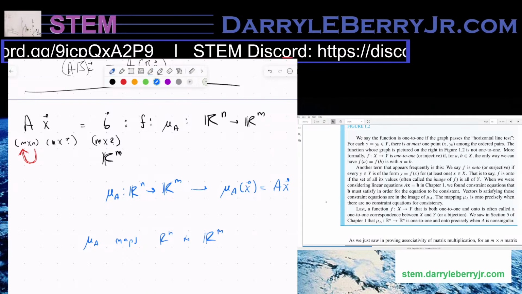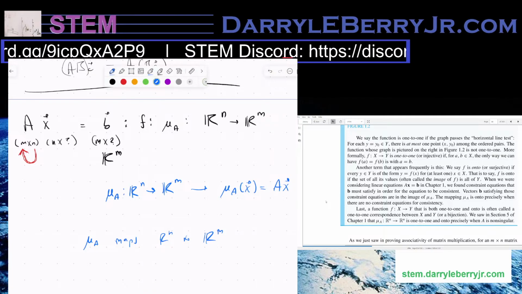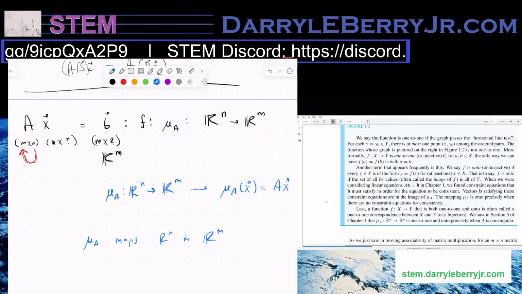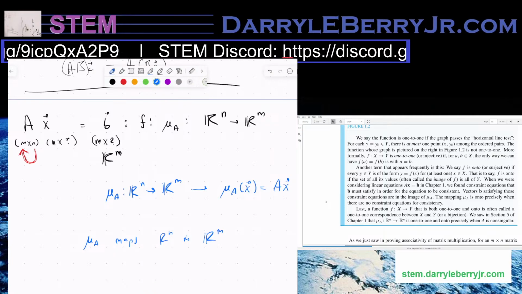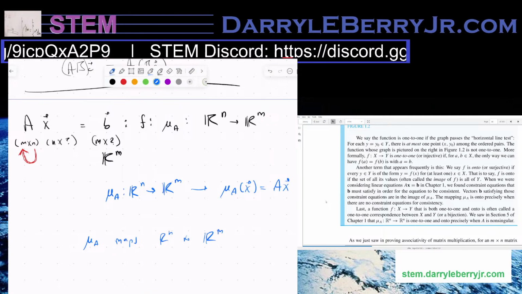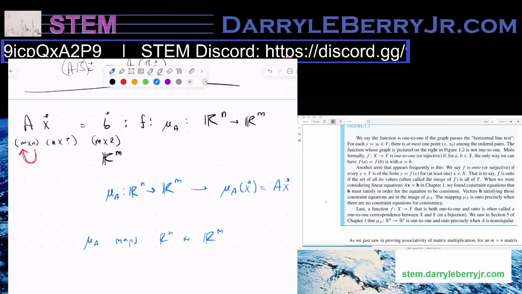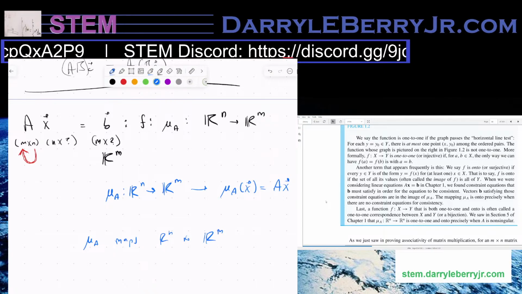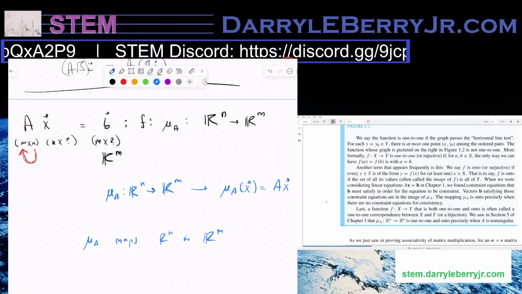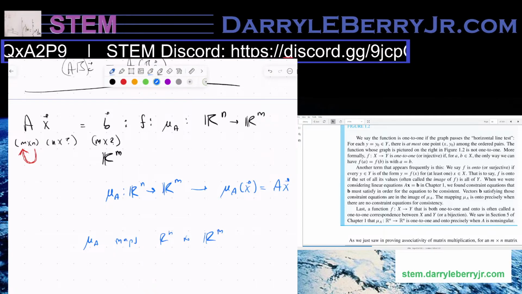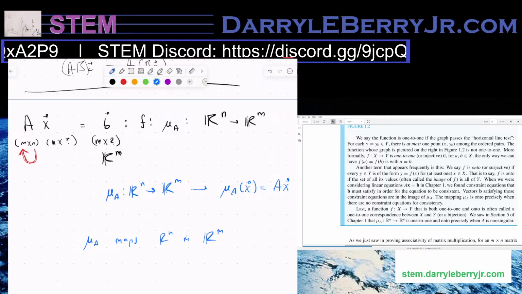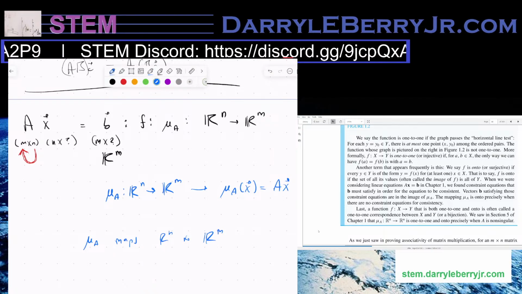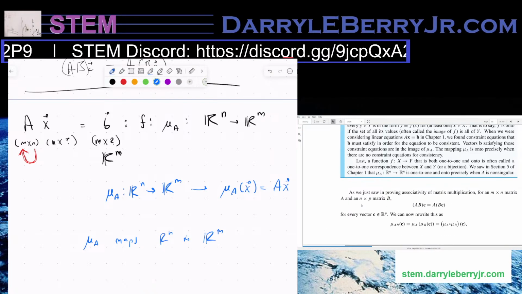Last, a function f that goes from the space X to the space Y that is both one-to-one and onto is often called a one-to-one correspondence between X and Y, or a bijection. We saw in section 5 of chapter 1 that mu A from R^n into R^n is one-to-one and onto precisely when A is non-singular. And non-singular means that the determinant does not equal 0. Or is that when it's singular? I have to check that again.